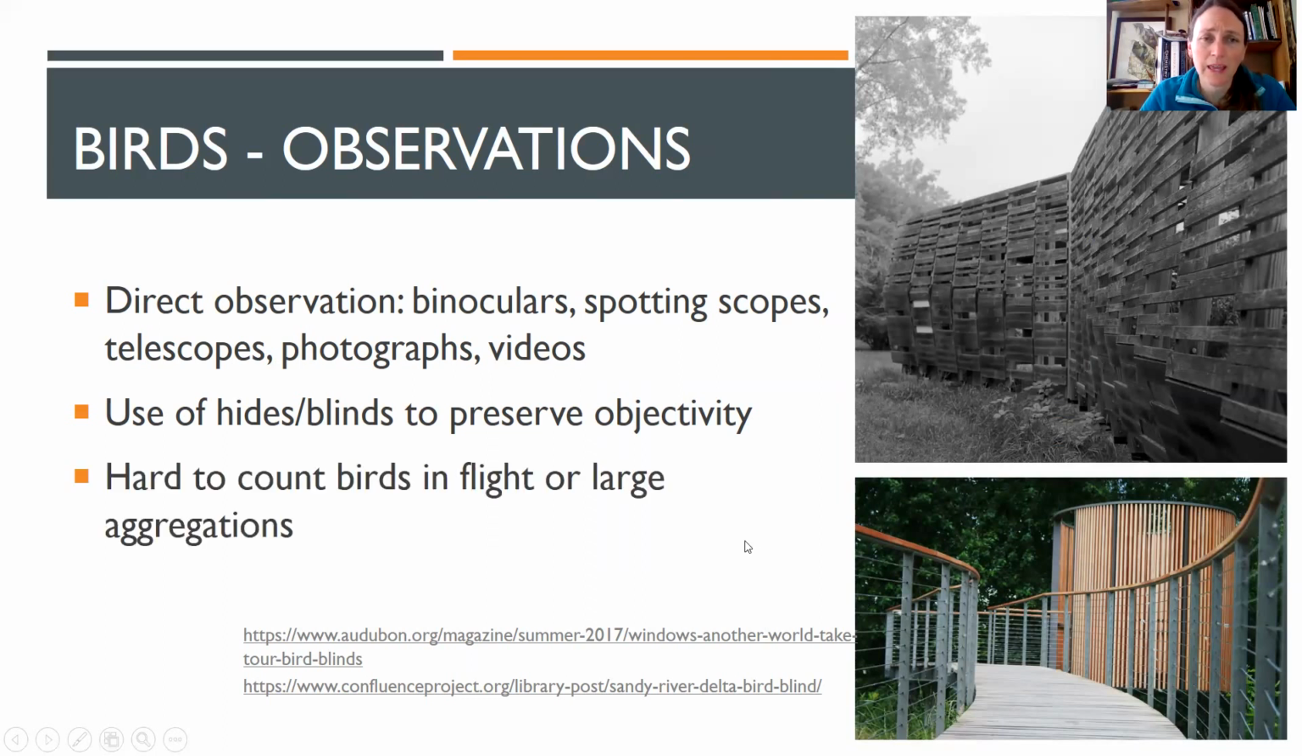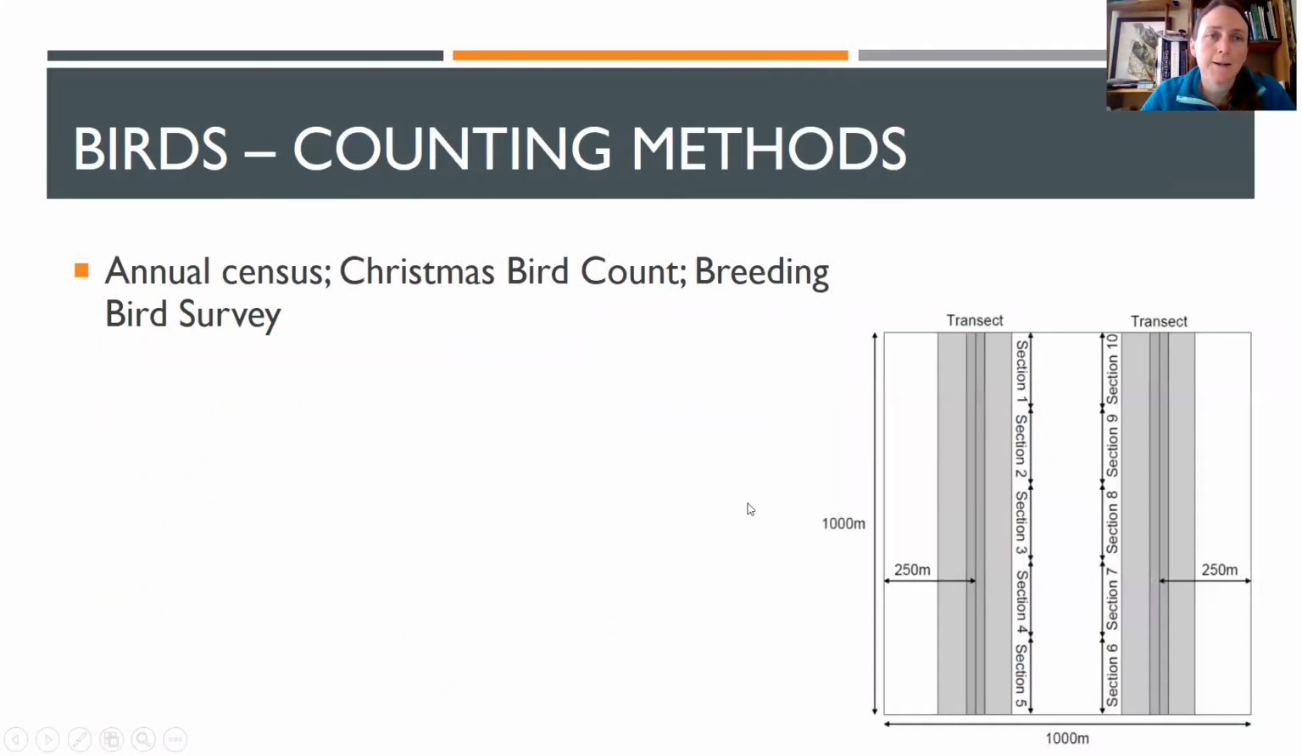And it can be really hard to count birds in flight or large aggregations. So often photographs or videos are taken so that more intense measurements can be made. You can also indirectly make observations about birds, things like nests, droppings. And there's a lot of really great big data out there. There's lots of annual census data, like the Christmas bird count, the breeding bird survey.